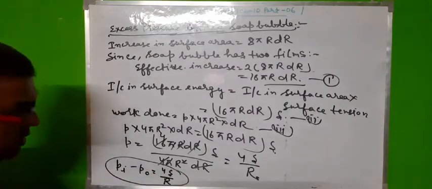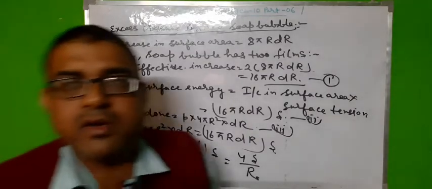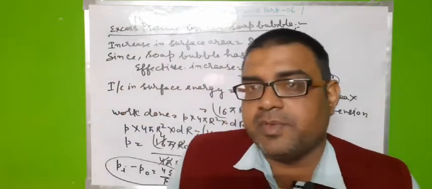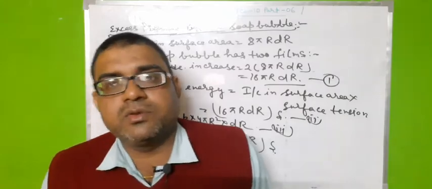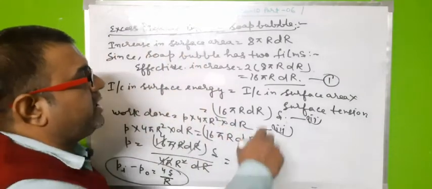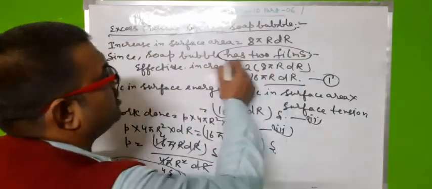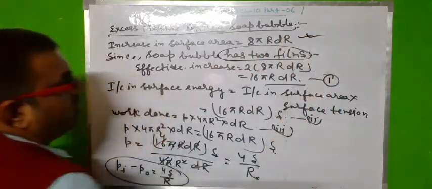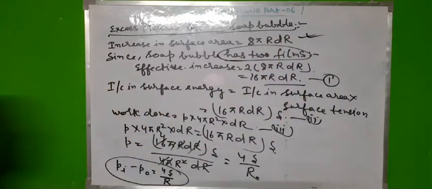That is twice of what we had got for the liquid drop. This will be the increase in surface area for the soap bubble, because we had taken that the soap bubble has 2 films, and this we had got from the previous derivation for the liquid drop. So this is the excess pressure for the soap bubble, that is 4S upon R.